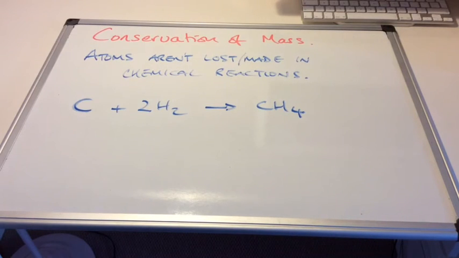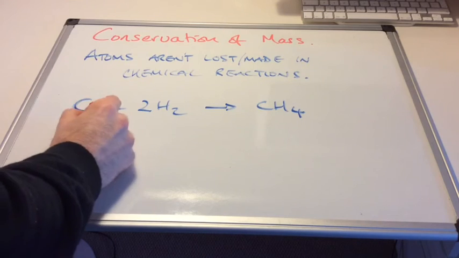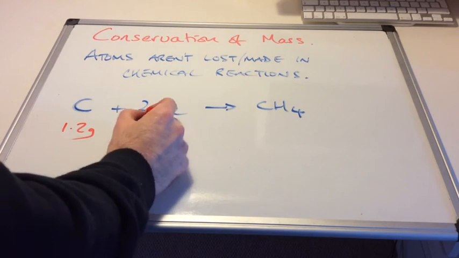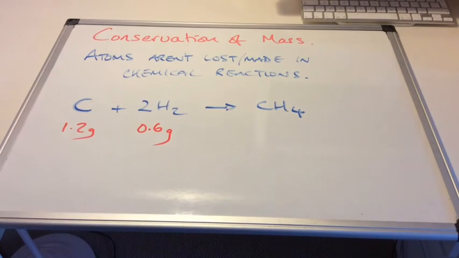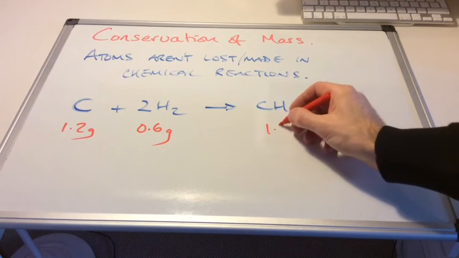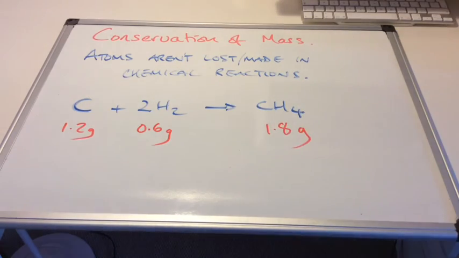let's just suppose we took 1.2 grams of carbon and reacted that with 0.6 grams of hydrogen. How much methane would we make? Well, if you can't lose or make atoms in chemical reactions, then surely the mass at the start has to equal the mass at the end. So therefore the answer's got to be the sum of these two, 1.8 grams.